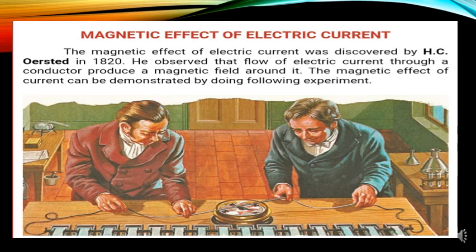So now you will be learning the magnetic effect of current, which is also called electromagnetism. The magnetic effect of current was first discovered by the scientist Hans Christian Ørsted, whom we usually call H.C. Ørsted. He discovered this in 1820. You should also know that he was a scientist who discovered aluminium.